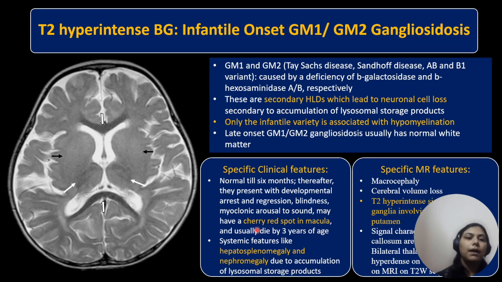What we see on MR is the presence of T2 hyperintense basal ganglia along with diffuse hypomyelination. There is characteristically preserved corpus callosum. In addition, there may be presence of T2 hypointense signal of the thalami, especially on the ventrolateral aspect.